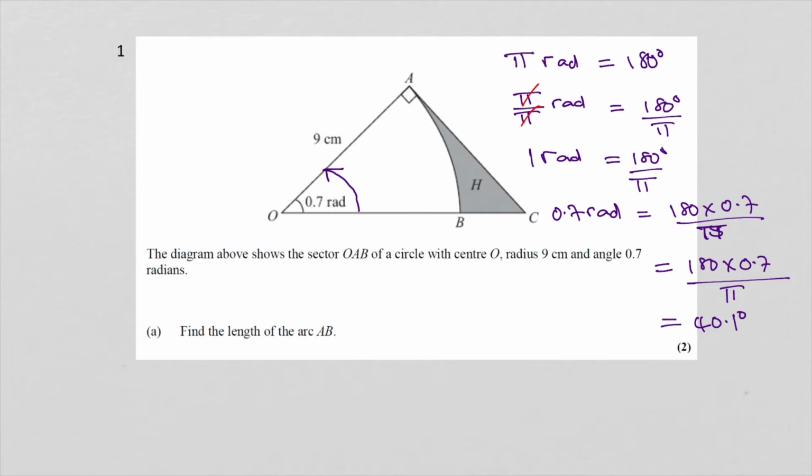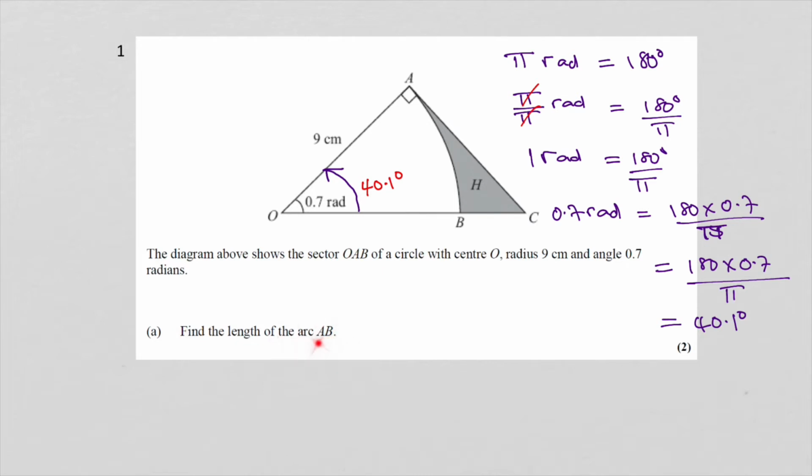We don't need that in this question. I'm just showing you how to convert. So the actual angle here is 40.1 degrees. Now to answer the question, find the length of the arc AB.